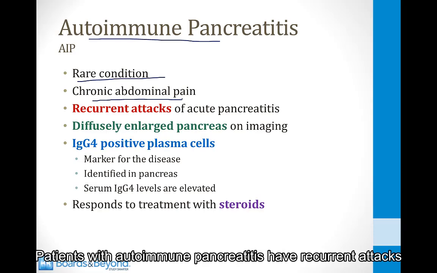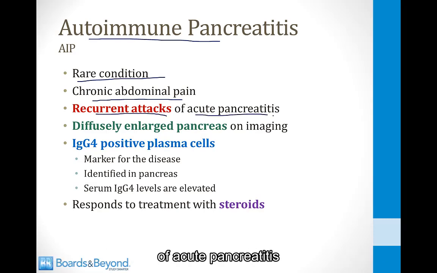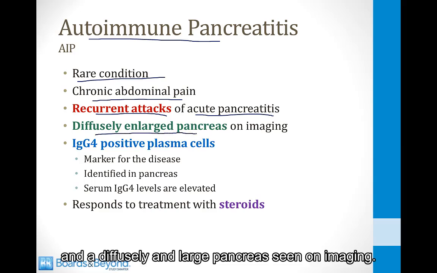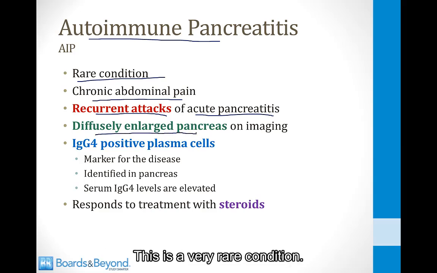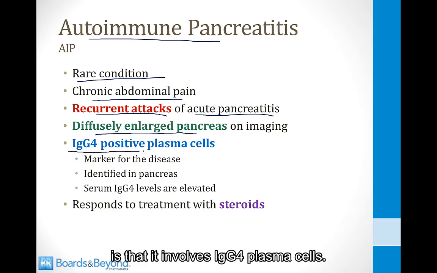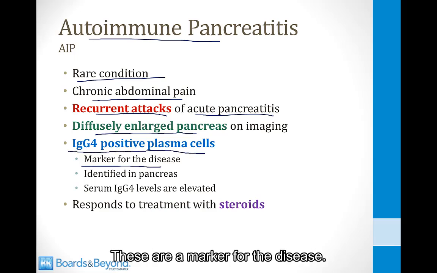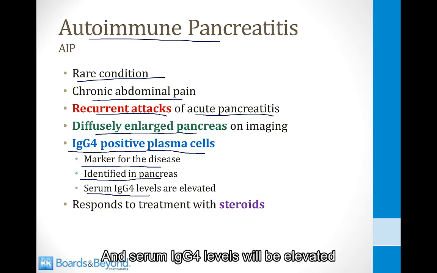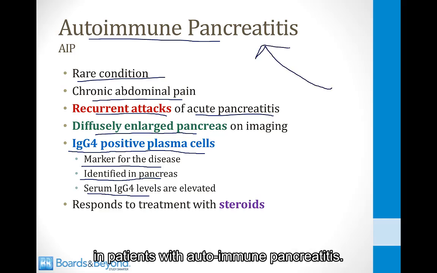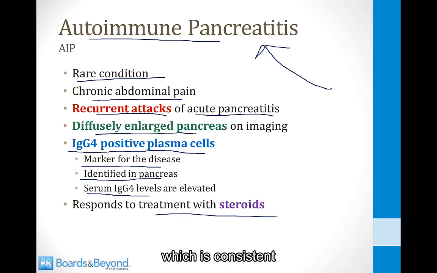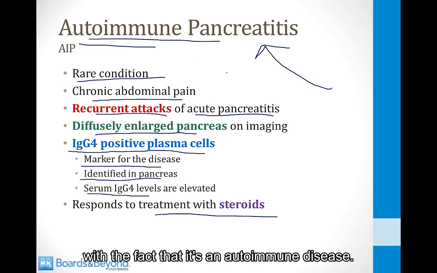Patients with autoimmune pancreatitis have recurrent attacks of acute pancreatitis and a diffusely enlarged pancreas seen on imaging. This is a very rare condition. The thing you need to know about it for Step 1 of the boards is that it involves IgG4 plasma cells. These are a marker for the disease. You can identify them in the pancreas, and serum IgG4 levels will be elevated in patients with autoimmune pancreatitis. And it responds to treatment with steroids, which is consistent with the fact that it's an autoimmune disease.